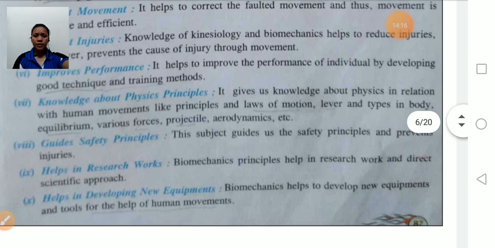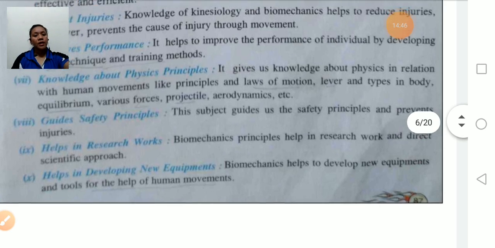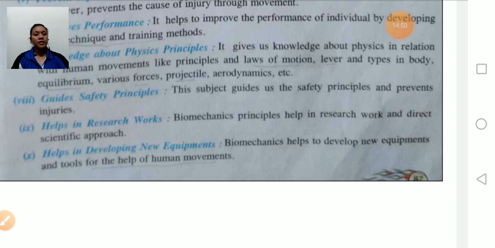Knowledge about physics principles. Kinesiology and biomechanics help to gain knowledge about various physical principles like laws of motion, levers, types of body equilibrium, various forces, projectiles, aerodynamics, etc. Guide the safety principle. This subject guides us on the safety principles and prevents injury.